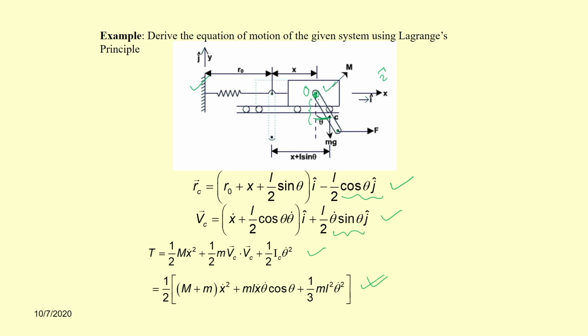Here you just see, if you take rotation about O, that will be equal to 1/3 m l square theta dot square. You can see a coupled term here, which contains both x dot and theta dot. Here you have a term x dot square, and here you have a term theta dot square. So, completely this is a 2 degrees of freedom system, with x as 1 degree of freedom and theta as another degree of freedom.